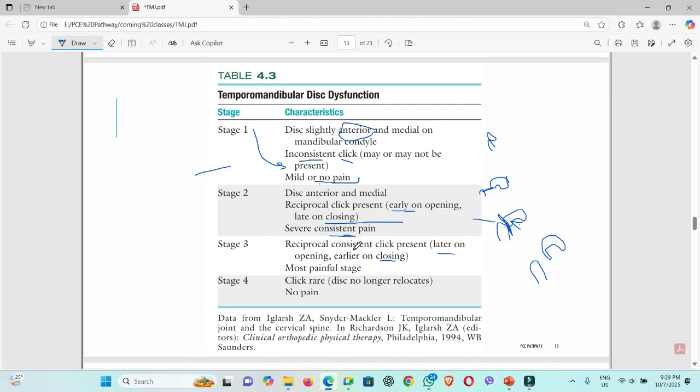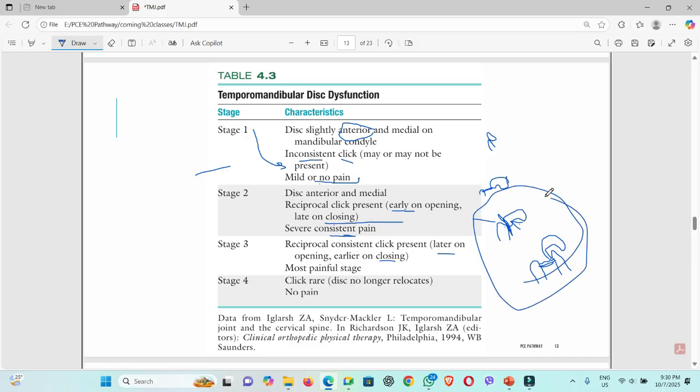Now here in stage 3, click will be present later on opening, because this condyle will translate from here to here, the distance, right? The mouth is opened now, a few millimeters is already opened because the condyle has traveled from here to here, isn't it? The condyle will reach here in stage 3 a little bit later compared to stage 2. That's why click will be later while opening and earlier while closing. Did you guys get it? What did I say just now?